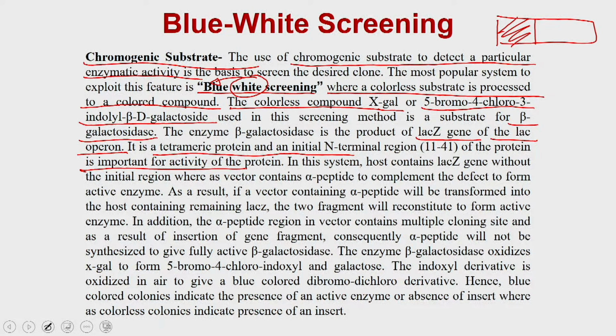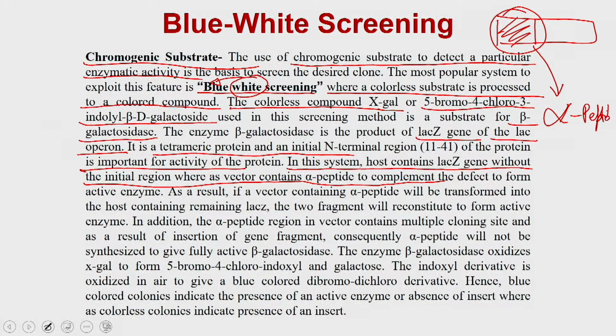So, in this particular system, you take a host which lacks the initial region of the lacZ gene, whereas the vector contains it. This particular region, which is amino acids 11 to 41, is called the alpha peptide, or the alpha region.